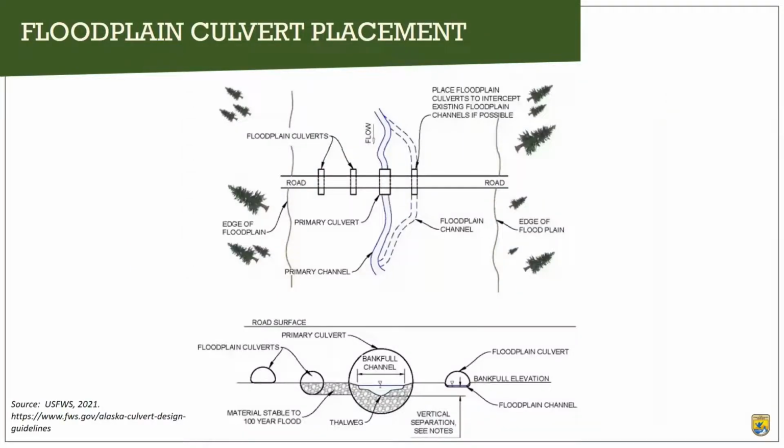And we've got some guidance in the design guidelines on this that I'm not going to go through in super detail, but I just want to refer you to those. These are figure 4, so you can take a look at that. And if there's a side channel that's naturally established, I would consider placing your floodplain culvert to intercept that as much as possible to try to maintain those processes in the floodplain.